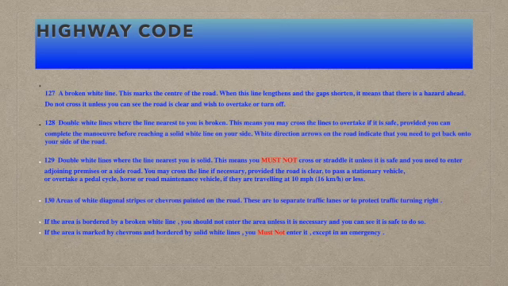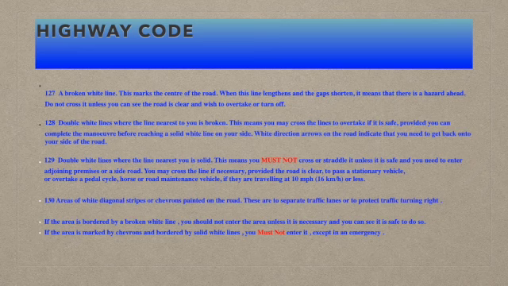Rule 129. Double white lines where the line nearest you is solid. This means you must not cross or straddle it unless it is safe and you need to enter adjoining premises or a side road. You may cross the line if necessary, providing the road is clear, to pass a stationary vehicle or overtake a pedal cycle, horse or road maintenance vehicle if they are travelling at 10 miles per hour or less.